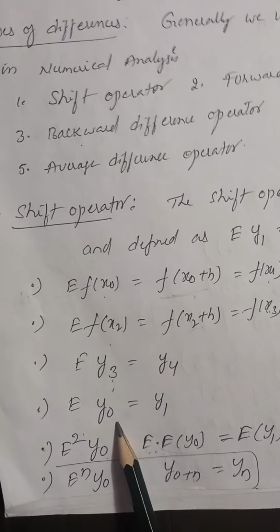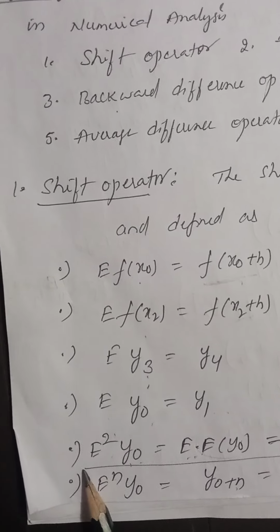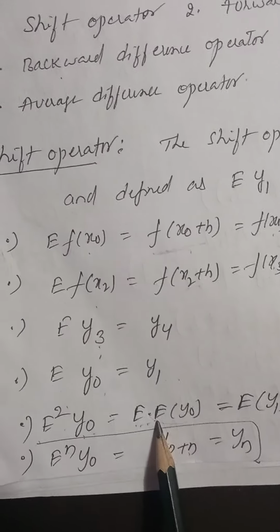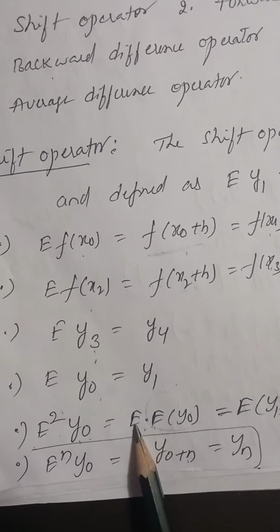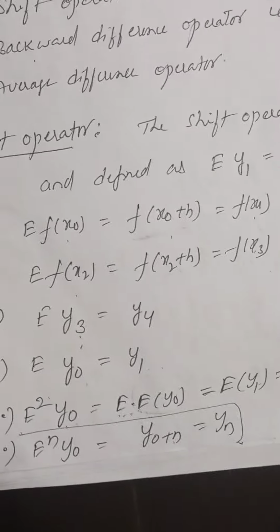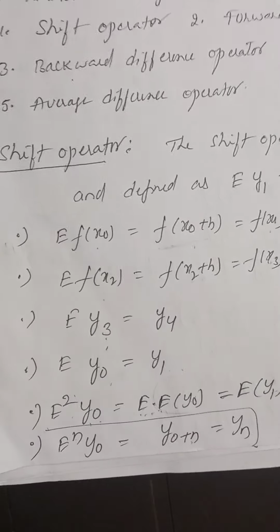E of y0 is y1. Now I want E square of y0. E square can be written as E into E, no? E into E. Now E of y0 gives y1. Again E is there. E of y1 is equal to y2. Similarly, E power n of y0 is equal to y0 plus n, that means yn.